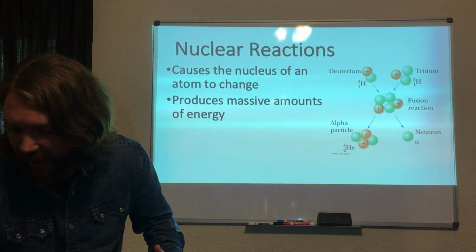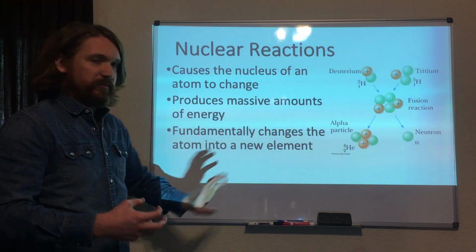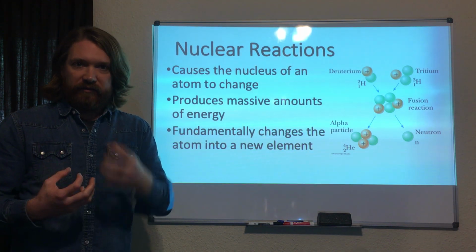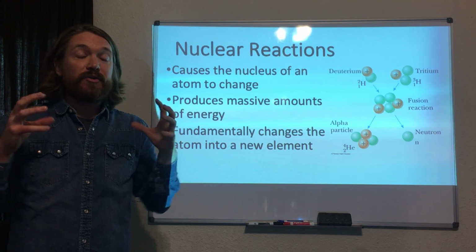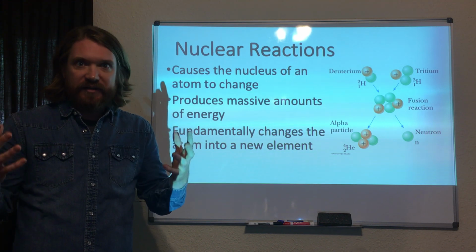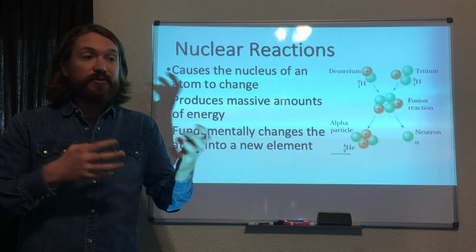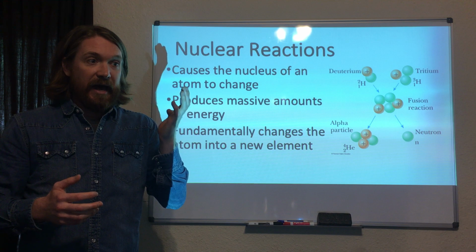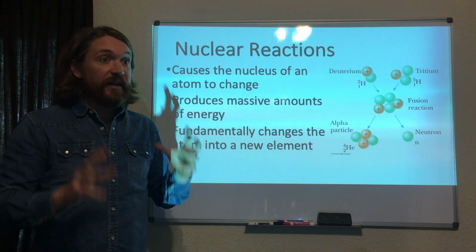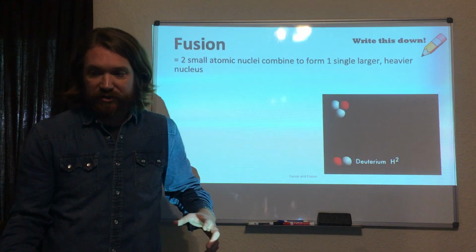The last thing here is you have to realize that whenever you're talking about nuclear reactions, you are fundamentally changing what an atom is. If an atom undergoes a nuclear reaction, it turns into something else, okay, which is kind of crazy to think about. And what this means is that through these nuclear reactions, we can turn atom A into atom B, all right? Okay, so let's talk about the 2 types of nuclear reactions.